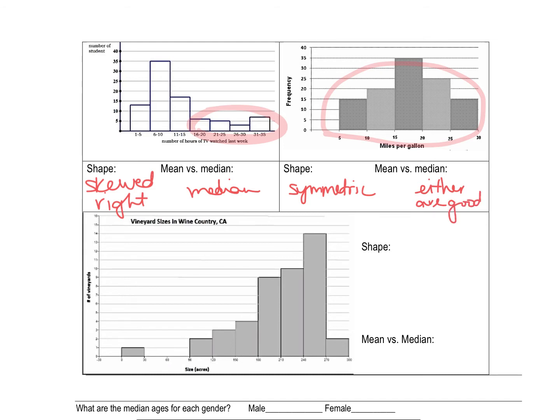Okay. In this last example, what's the shape? This one is going to be left skewed. You see this tail over here on the left? It trails off. So this is skewed left. And whenever it's skewed, regardless of left or right, the median will always be closer to the center. So we're going to use the median to measure center.